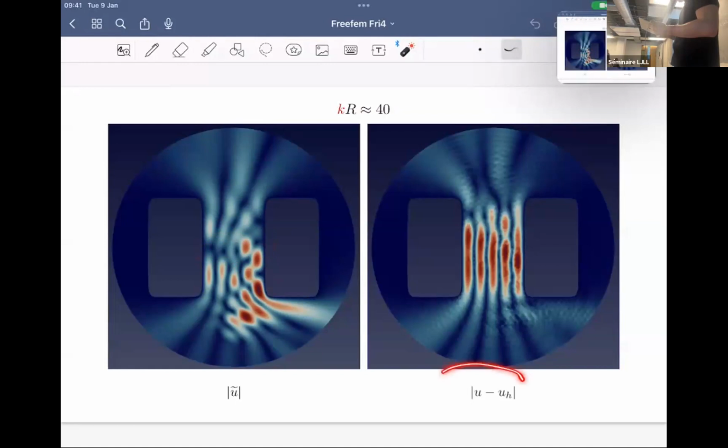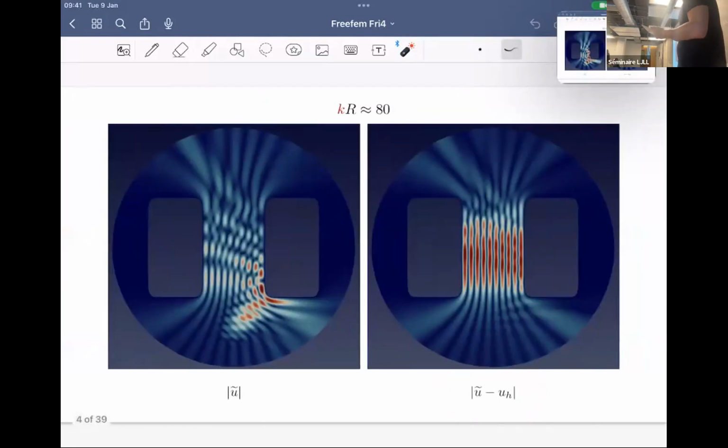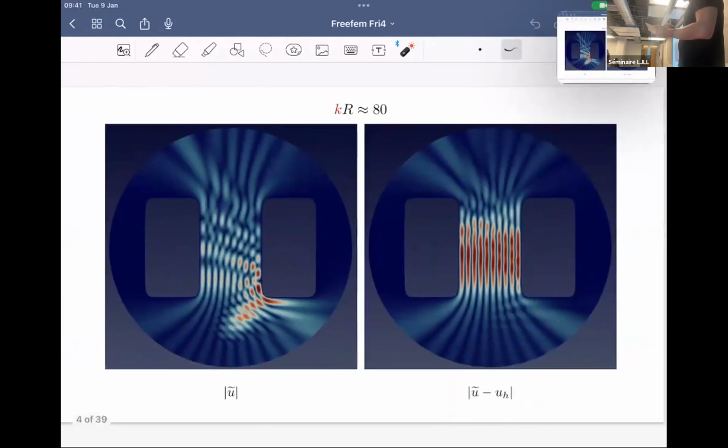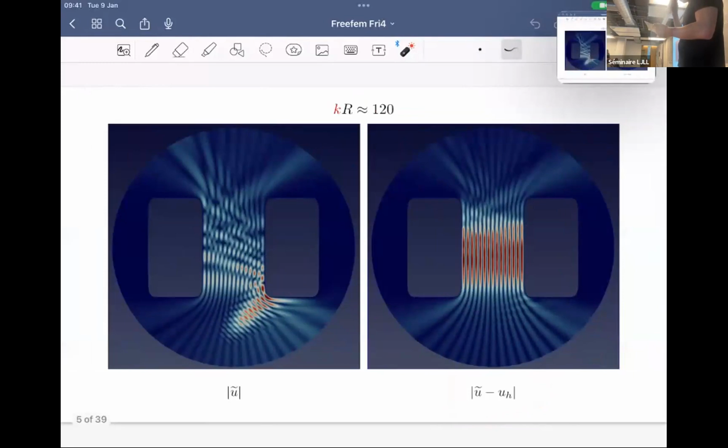But nevertheless, here is a plot of the finite element error, and you see it's concentrating. It looks like a trapped mode between the two mirrors. And so if I increase k to 80, again, here's the solution. You get some activation of the trapping, but the FEM error is again concentrated inside the trapping. Let's go a bit higher. Again, kR is around 120. The key point to take away from this experiment is that even if the solution itself is not concentrated inside the trapping, the FEM error is.